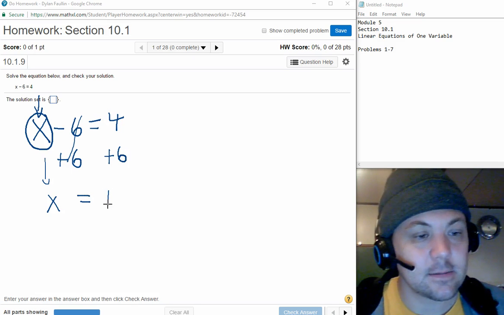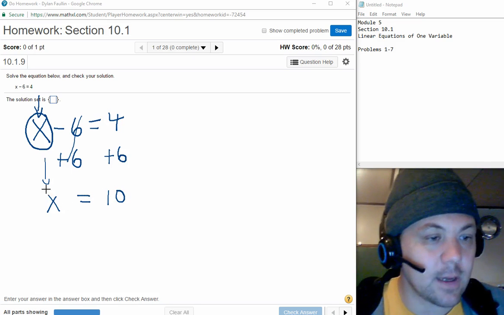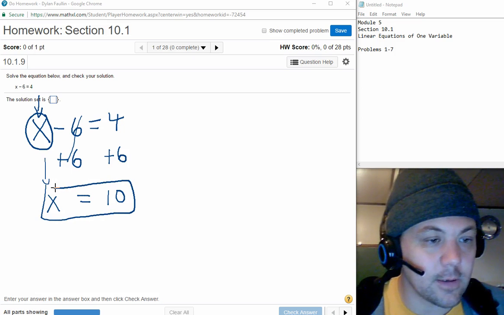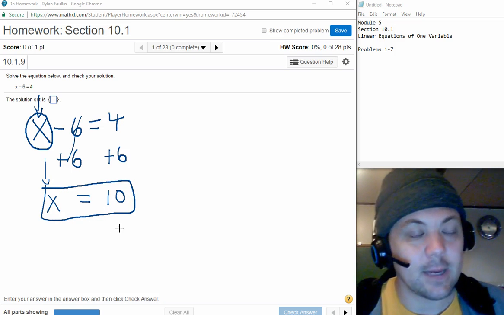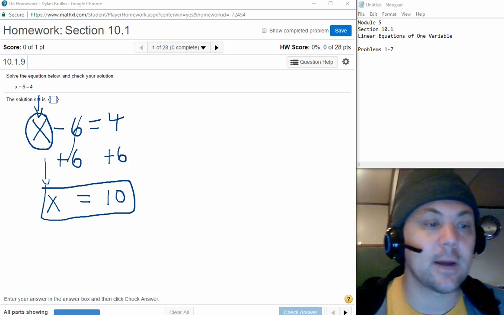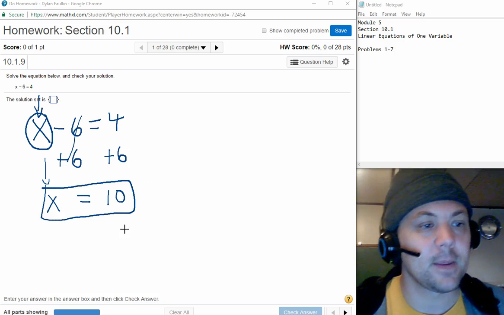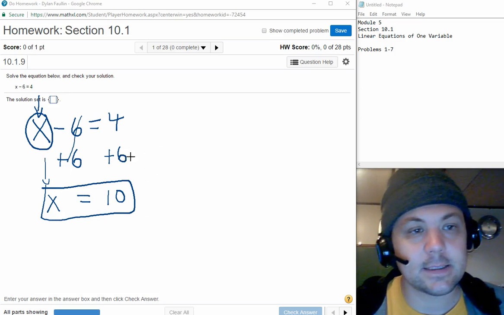4 plus 6 gives me 10. And we get the answer that we determined earlier. But this time we got the equation to tell us the answer rather than us having to guess what it was. All right, so you type 10 into that box and you're good to go.